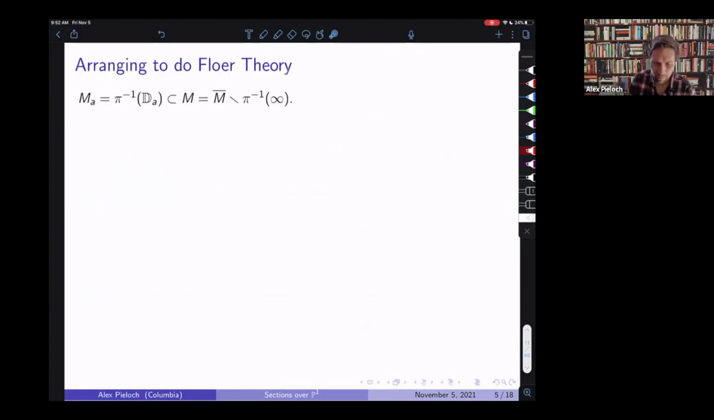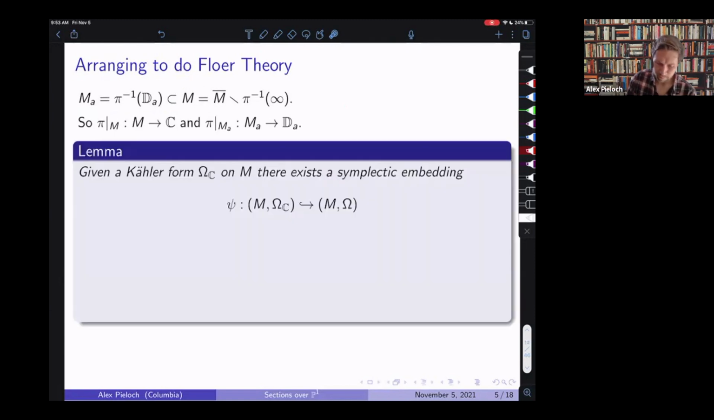Okay, so actually let me add on to answering that question. So the first thing we need to do is actually arrange to be able to do Floer theory inside of these spaces over C. So let's fix some notation. So M is just the complement of one of our singular fibers. So we always think of our singularities being over 0 and infinity. And we let M sub A just be the inverse image of a disk of radius A. Okay, so now M lives over C and M sub A lives over the disk.